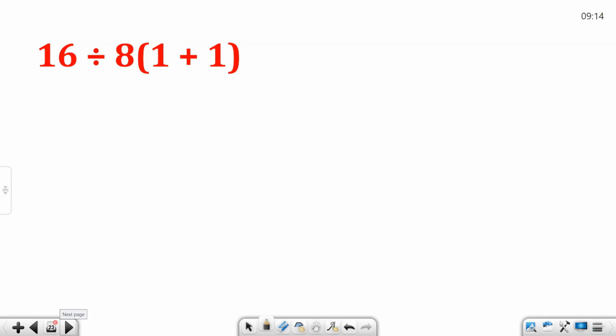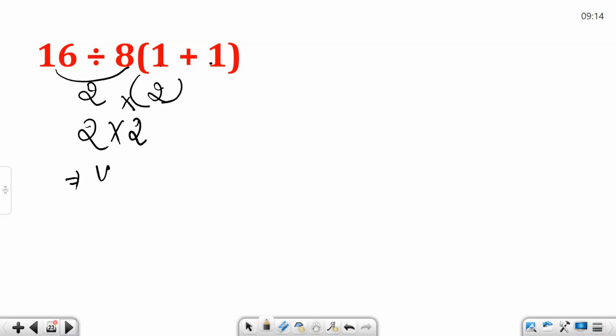Hello everyone, 16 divided by 8 (2 + 2)? Bracket, 1 plus 1, close bracket, equals 2, put the bracket, then multiply. So 2 into 2 equals 2. This is the answer, but this is the wrong answer according to the PEMDAS rule.